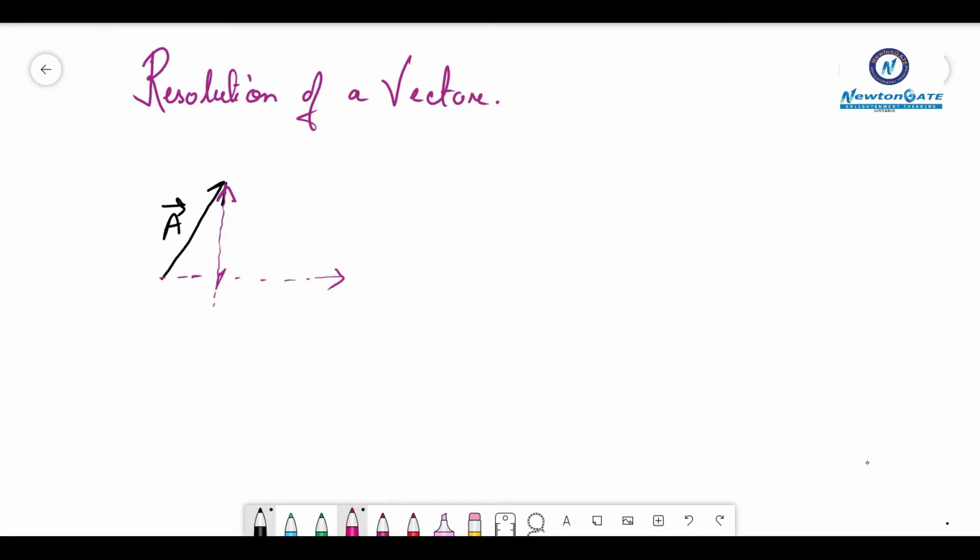Now if I name the horizontal one lambda A dash and the vertical one beta A double dash, that means the A vector that I had previously, I can write as two vectors: lambda A dash plus beta A double dash.